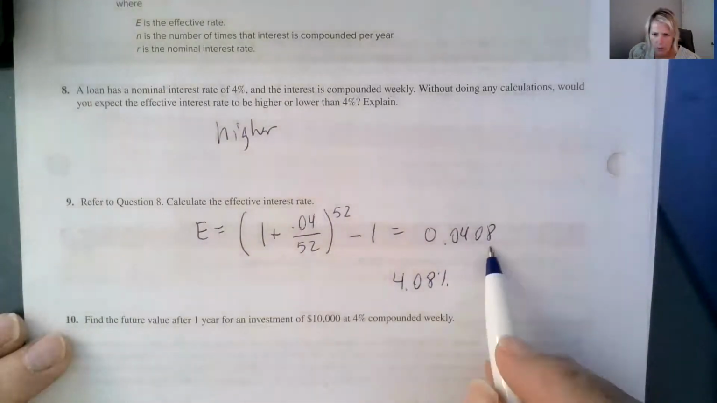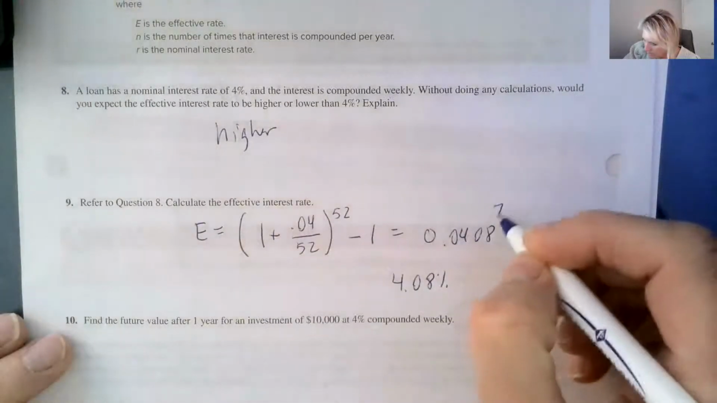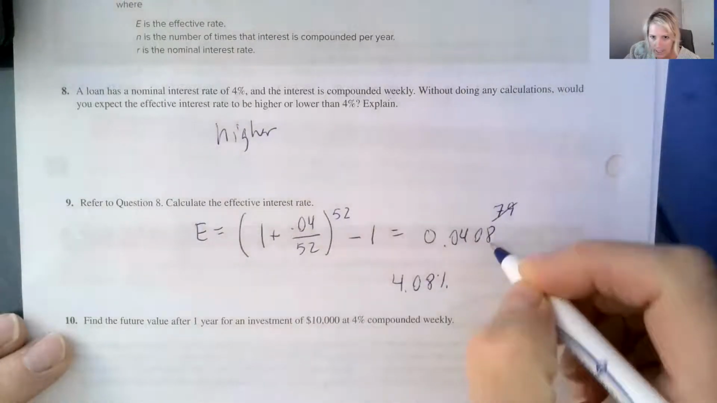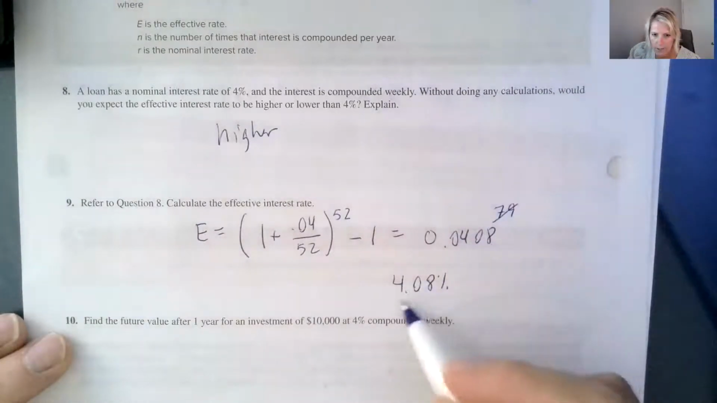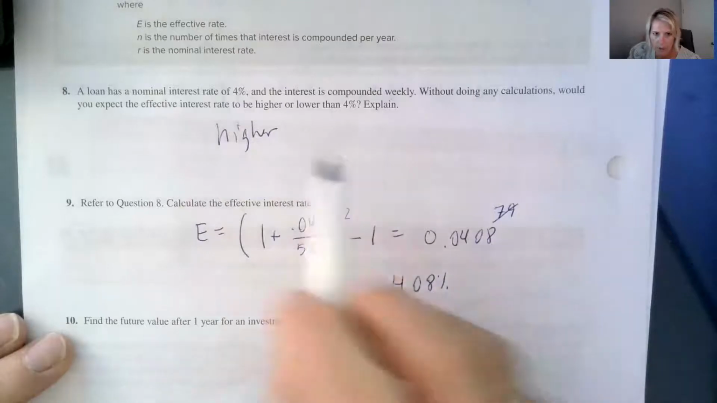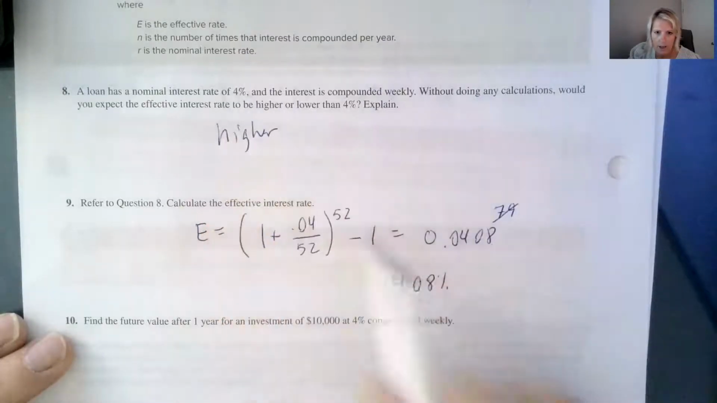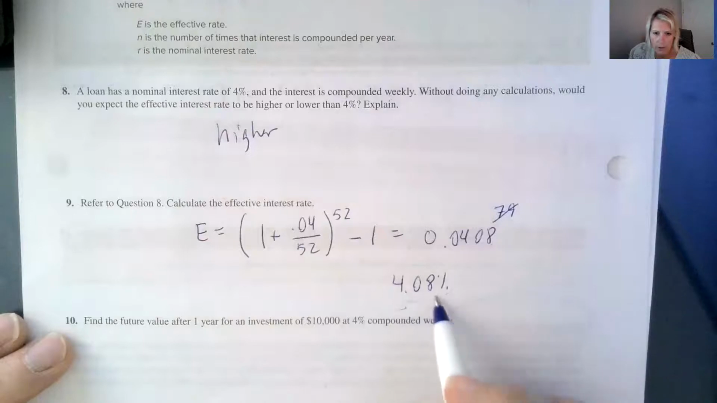So notice that I went over, this was 7.9, and I rounded up to 8. So 0.0408. So then when you turn it into this, you're comparing 4% compounding is really an effective rate of 4.08.